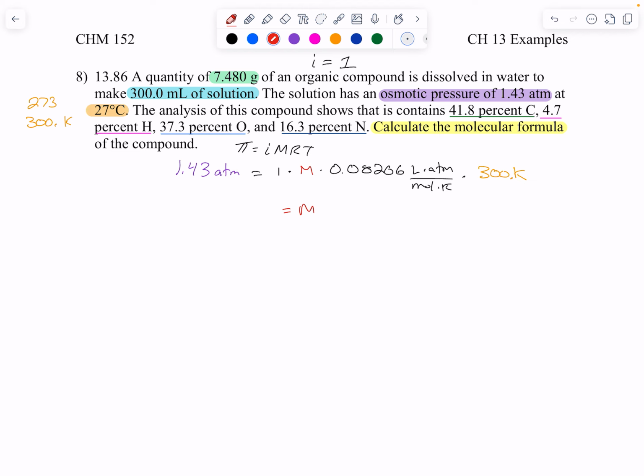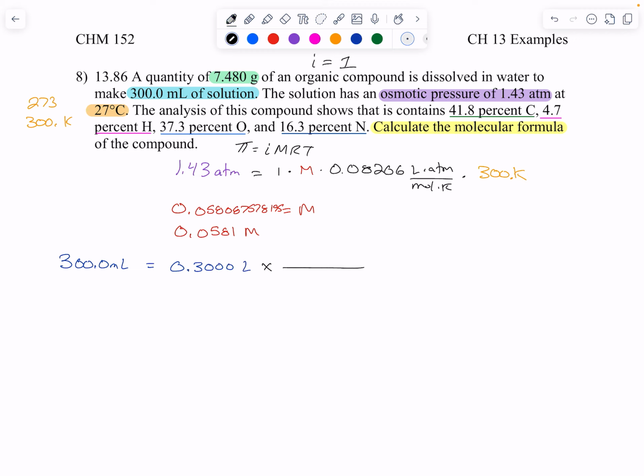So I get 0.058087578195, and we have 3 sig figs, so 0.0581 molar compound. Excellent. Now we know how much solution we have: 300.0 milliliters, which is the same thing as 0.3000 liters of our solution.